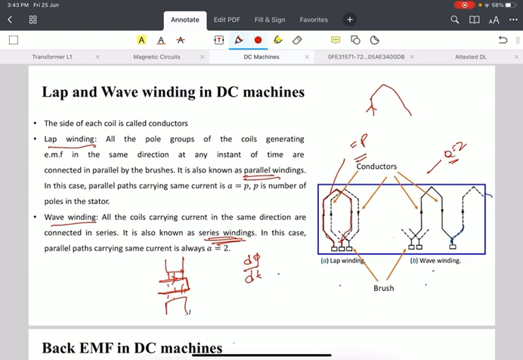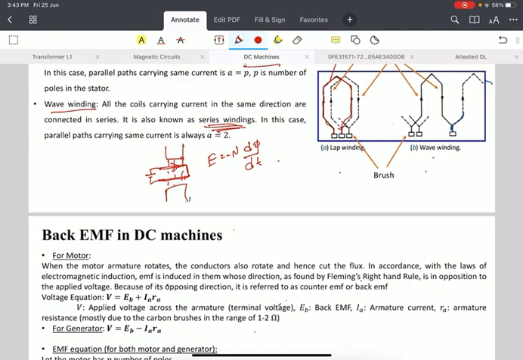As there is a rate of change of magnetic field, there will be an EMF induced, equal to minus N d phi by dt. The induced EMF will oppose the source that caused it. So if it is connected to a source which is allowing current to flow through the conductor, the induced EMF will oppose this source because of Lenz's law. That is what is back EMF.